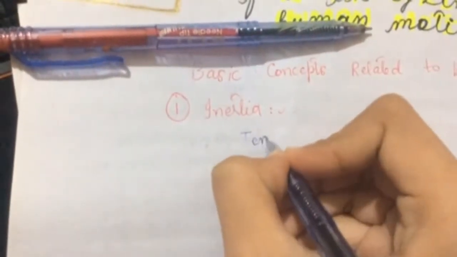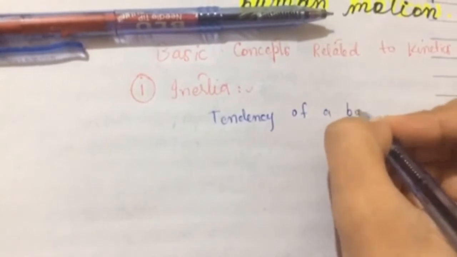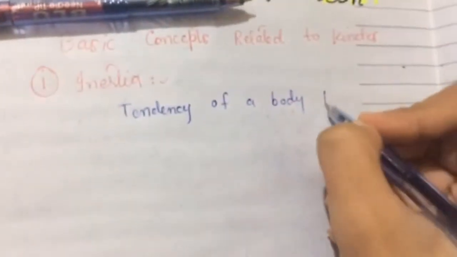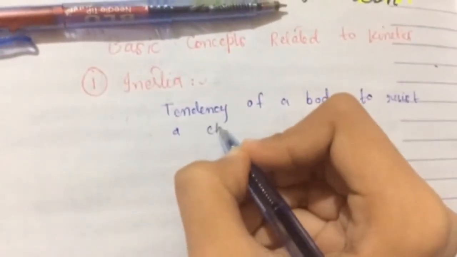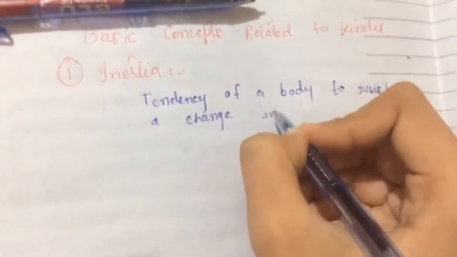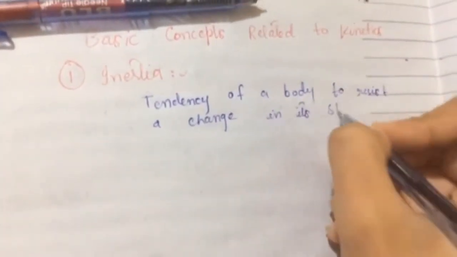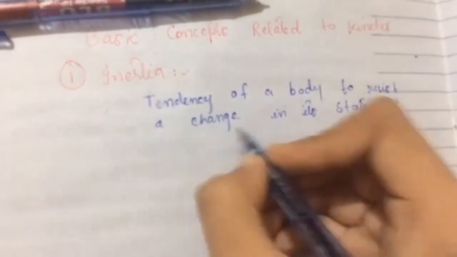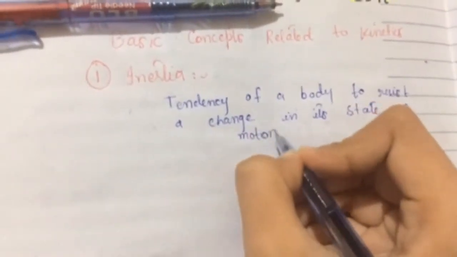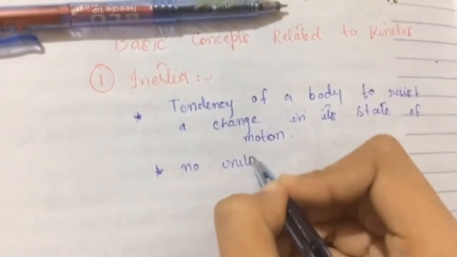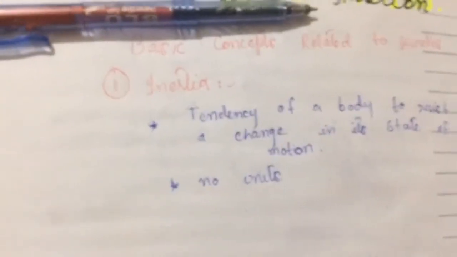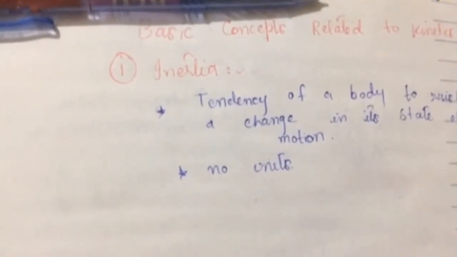First we have to write the definition. The tendency of an object, of a body, to resist a change in its state of motion is called inertia. It has no units, as we discussed, because it cannot be measured, so no units of measurement.